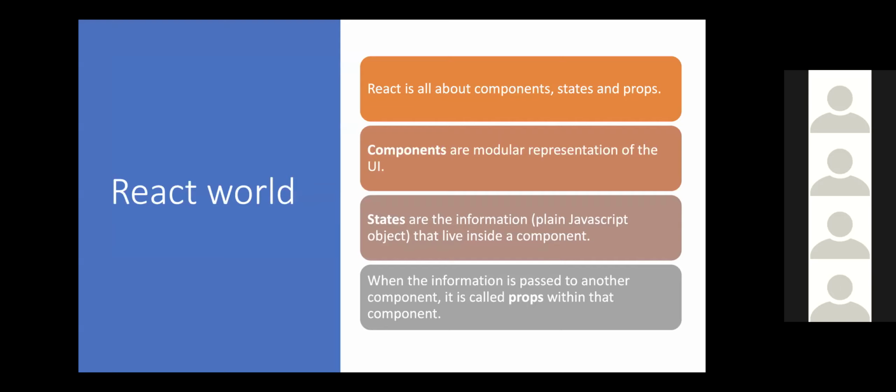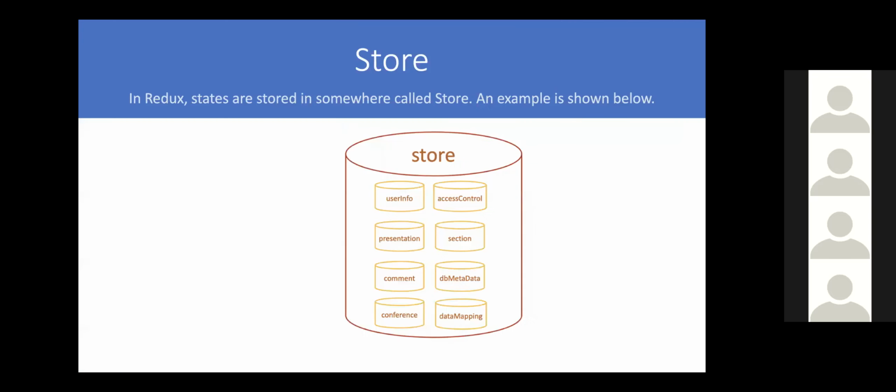What we know is React is all about components, state, and props. And we know what a state is. State is a small piece of information inside a component. Props is a property or argument passed to a component. And components are modular representations of UI. We are making every individual piece into a component, so we are modularizing it and exporting it with the default keyword. State is a plain JavaScript object that lives inside a component. When the information is passed to another component, it is called props. Cool, right? And now comes the point: what is a store?